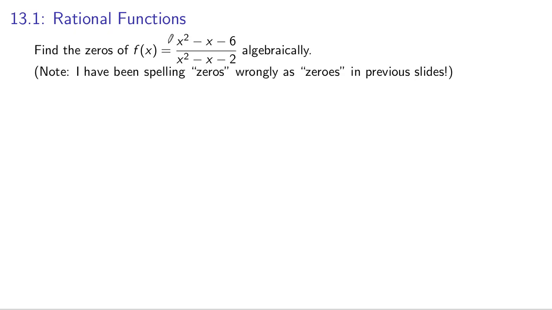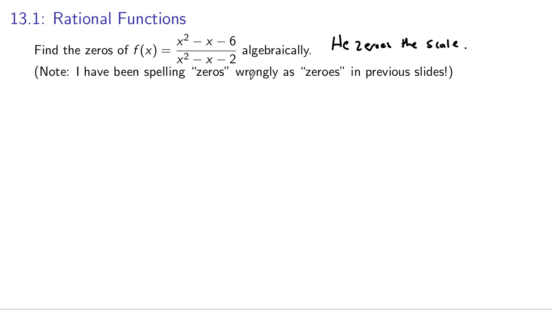So now let's look at this same function and find the zeros algebraically. And just to note, throughout the slides I've been spelling zeros wrong. I realized this today. So zeroes with an E is a verb, meaning he zeroes the scale. So if you have a scale that you can zero, it's a verb. And as a noun, you don't use this E. Okay, so when it's a noun, it should just be zeros.